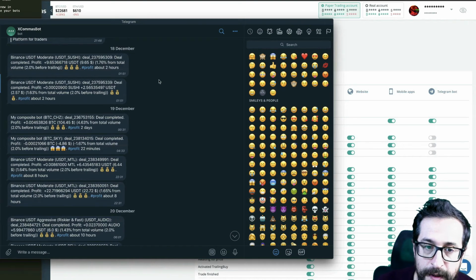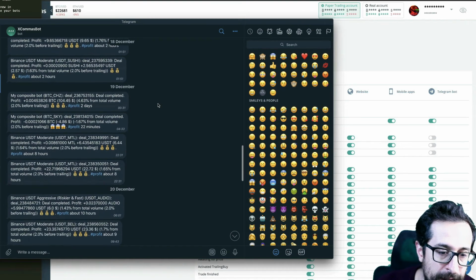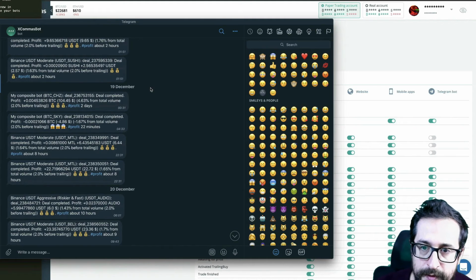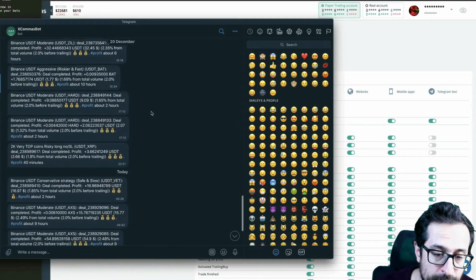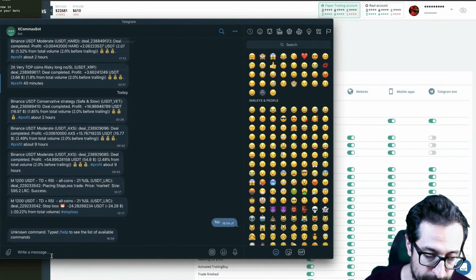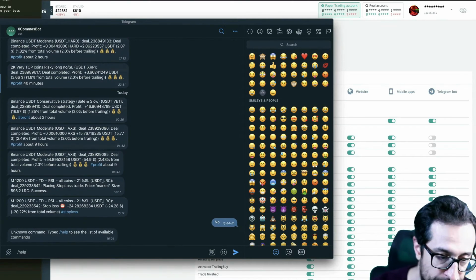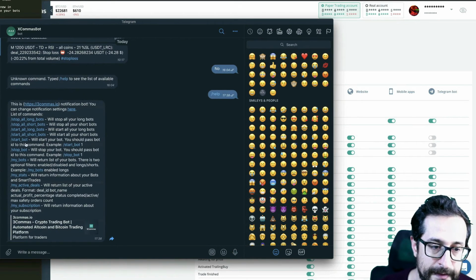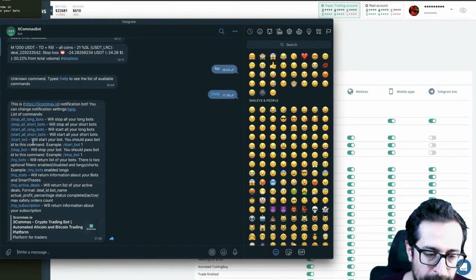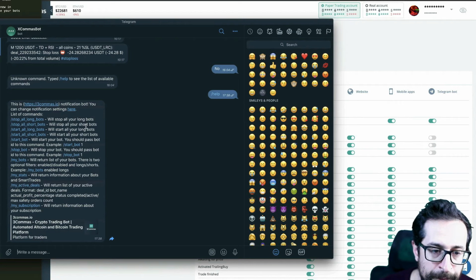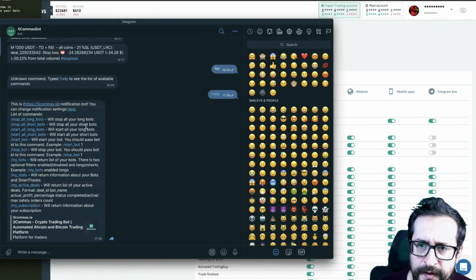This is pretty useful because you can get notified of everything that's going on with the bots with notifications. You can have it on desktop. You can also control your account from Telegram. So you can go with help here, and you will get a list of commands that you can perform. You can see all the bots you're running, your subscription, your active deals, stats, everything. And you can tell particular bots to stop, to go long, to everything. So it's pretty useful, and it's actually very simple to set up.